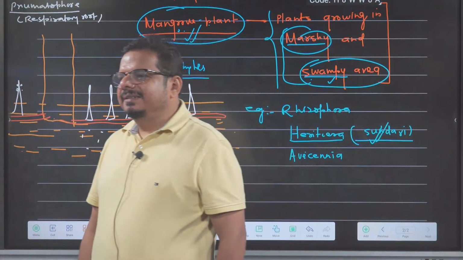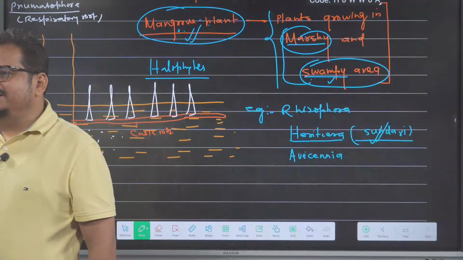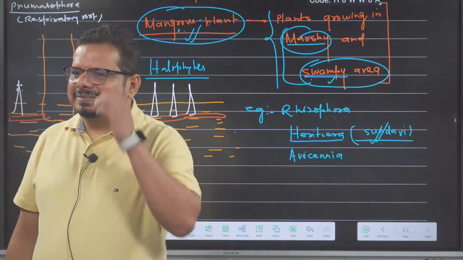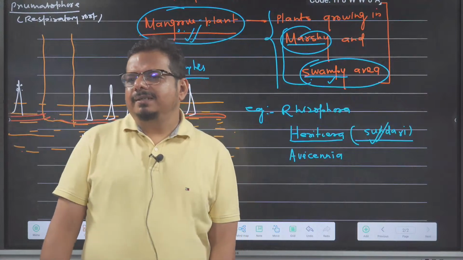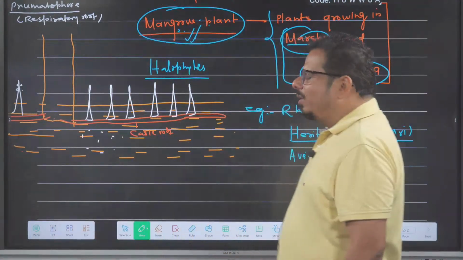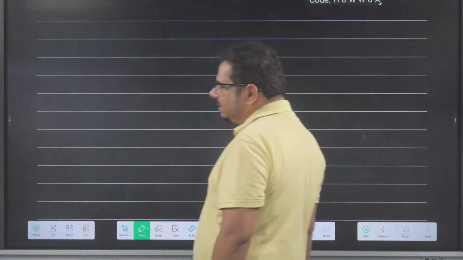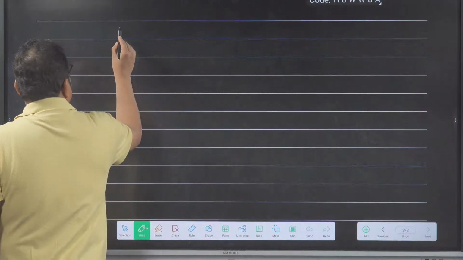Is it all right? Is it clear? Can we move ahead? So this is about the respiratory root. Now we are going to move toward the other type of root, and that is the epiphytic root.